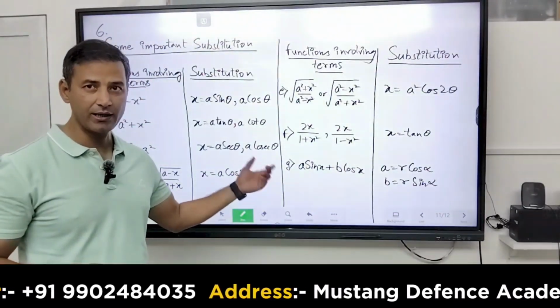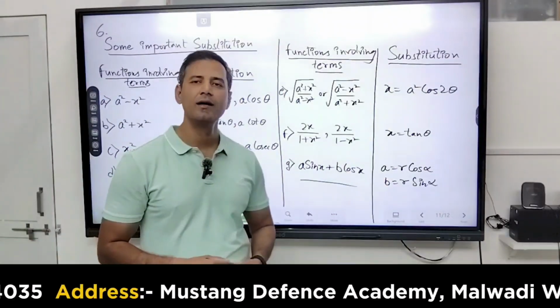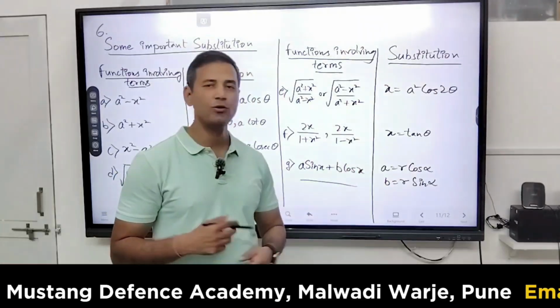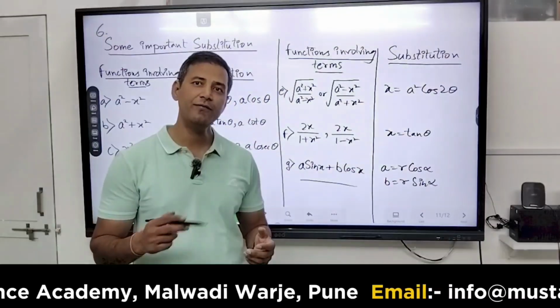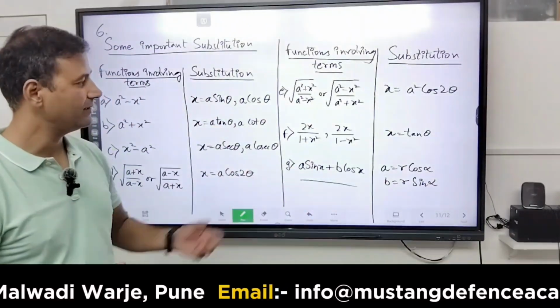And very important, a sin x plus b cos x. So you can take a is equal to r cos alpha and b is equal to r sin alpha to get it in the form of r sin of alpha plus x. So this becomes in that form.